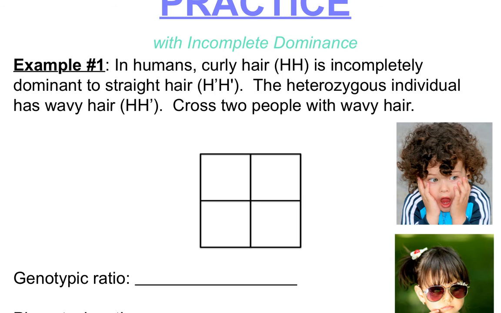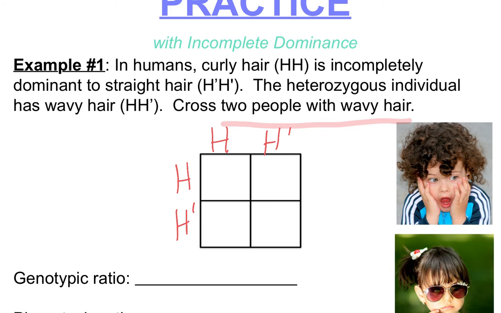Let's do an example with incomplete dominance. So in humans, curly hair is homozygous dominant. It's incompletely dominant to straight hair, which is dominant H prime, H prime. The heterozygous individual has wavy hair, H and H prime. So let's cross 2 people with wavy hair. When neither allele is completely dominant over the other, we technically have 2 dominant alleles. We call one of them primed because it will eventually be masked or mixed.